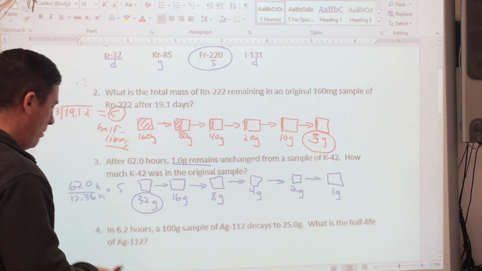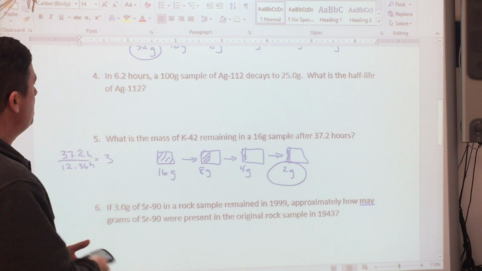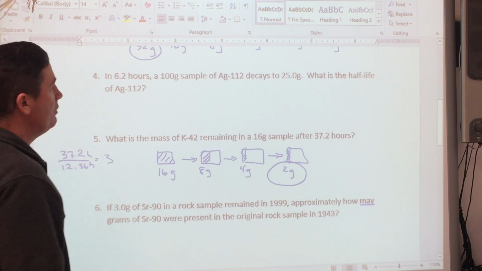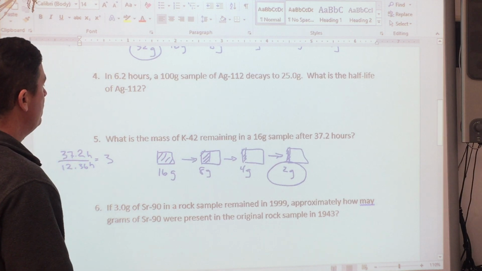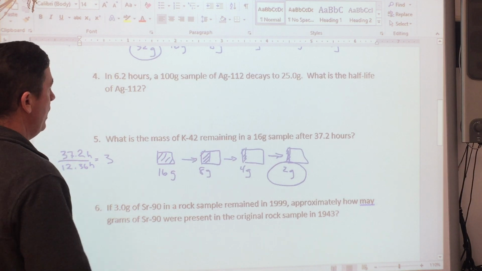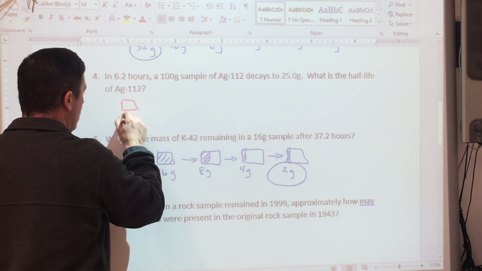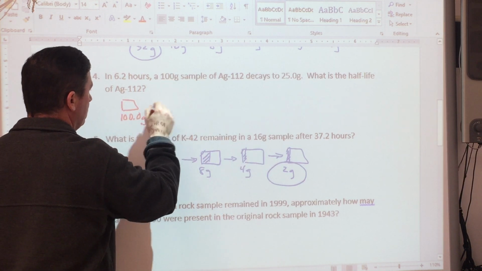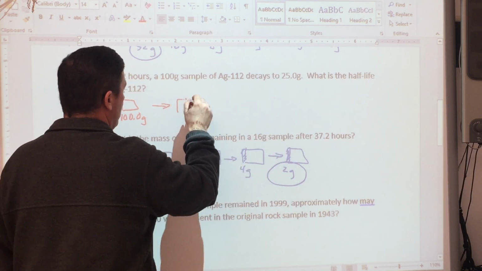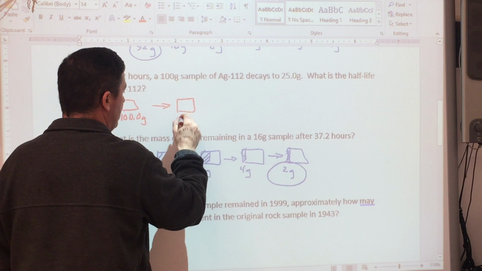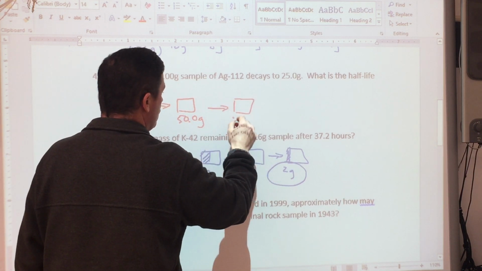Okay? Number 4. In 6.2 hours, a 100 gram sample of silver-112 decays to 25 grams. What is the half-life of silver-112? Okay, so it tells me what the sample is. 100 grams. It decays to 25, so how many times do I have to do that? 100 to 50 to 25.